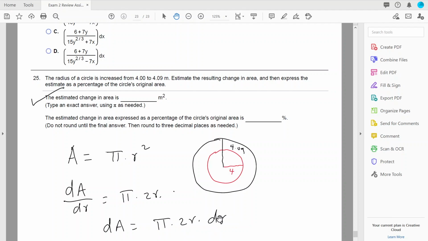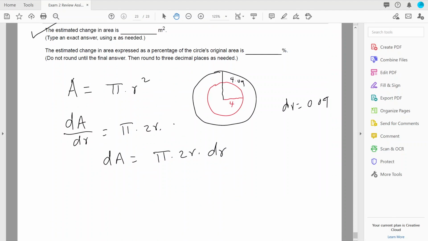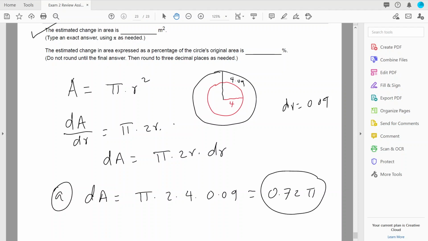The estimation in change in area can be found by using this formula. So first of all, we have to know what is the change in radius. If you look at the problem here, you can see that the radius is changing from 4 to 4.09. So change in radius is 0.09. So for the first part, change in area can be found by pi times 2 times 4 times 0.09. This 4 is for the radius. If we use this information, then this would be 0.72 pi. So that's the change in area we can estimate if we change the radius by 0.09.